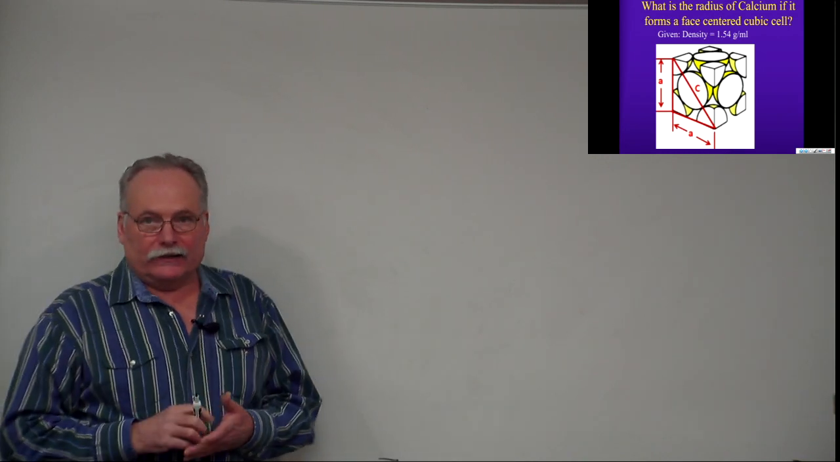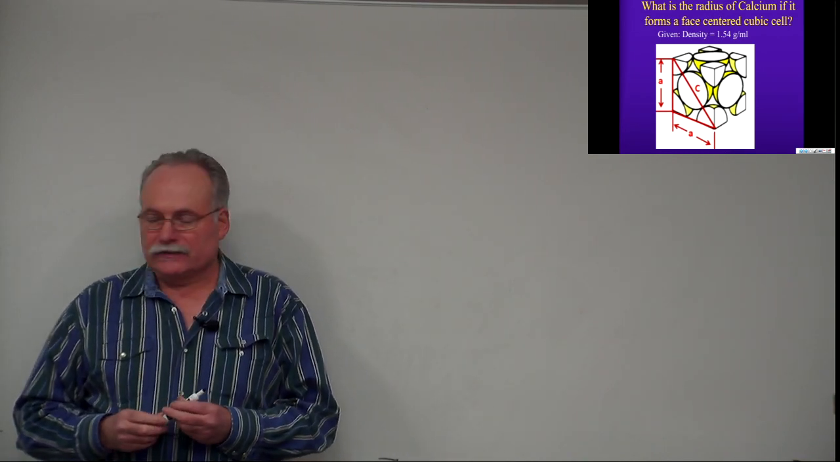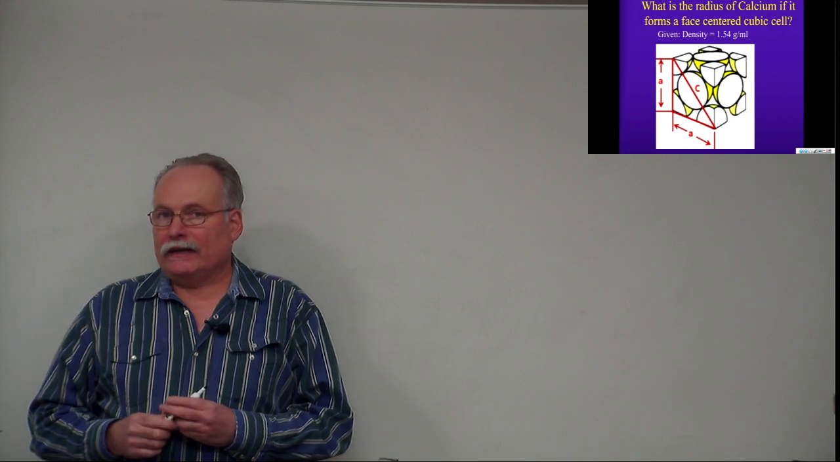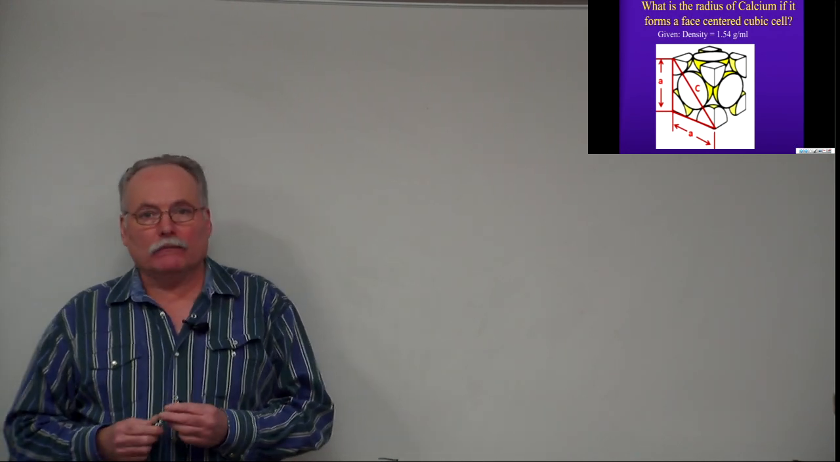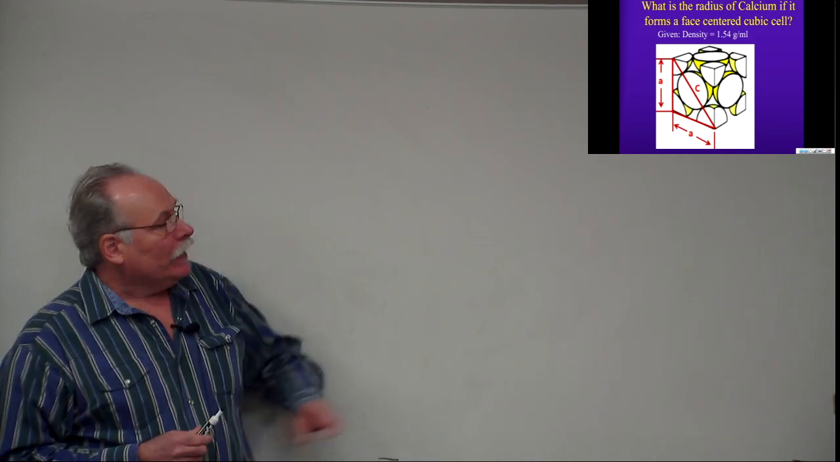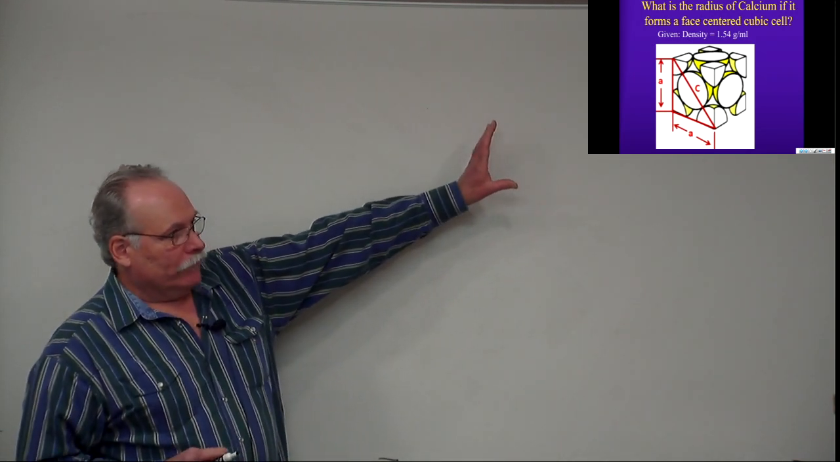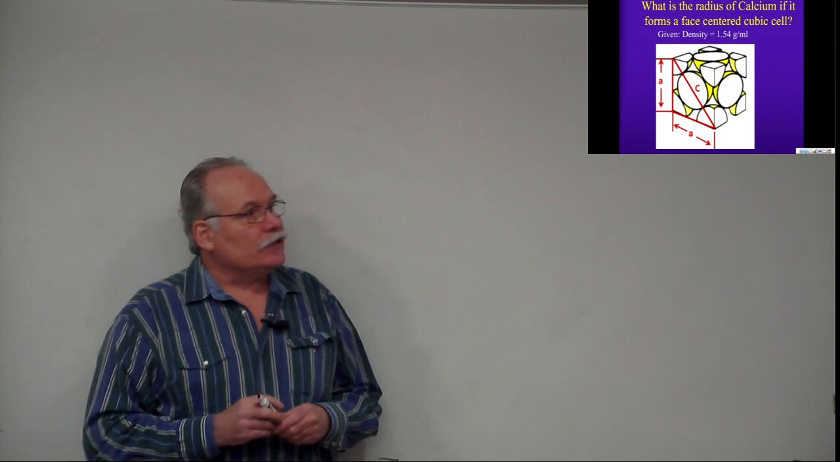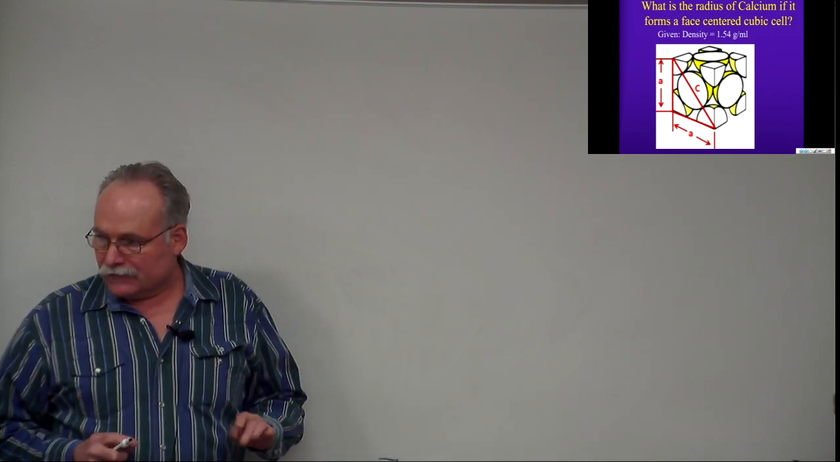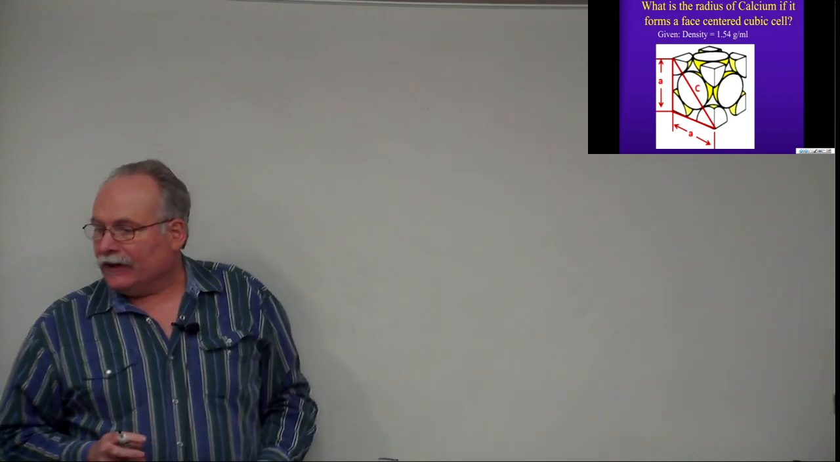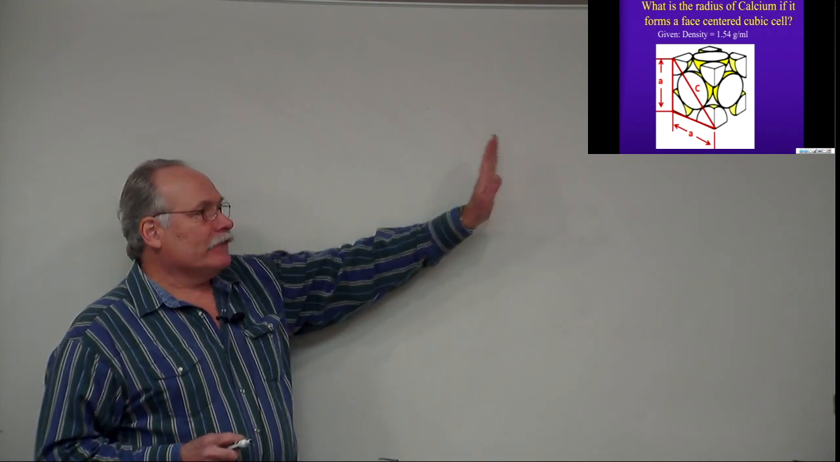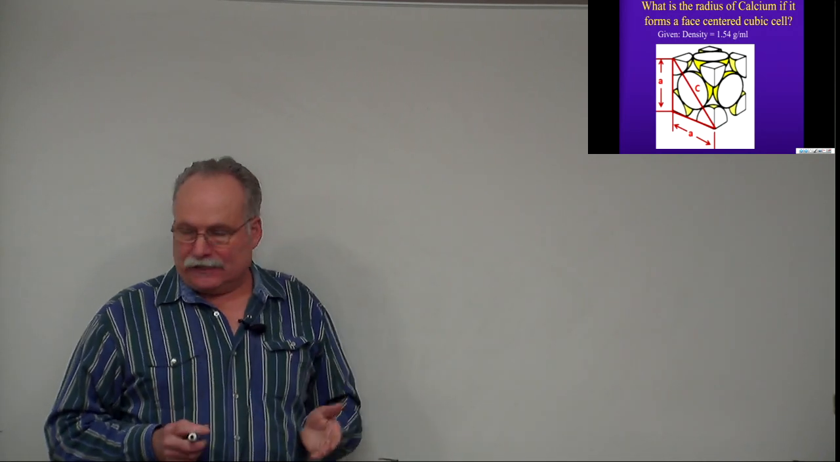In this problem, we're going to calculate the radius of a calcium atom, knowing that it forms a face-centered cubic cell and that it has a density of 1.54 grams per mL. As we can see in the overlay up here, each unit cell has 4 atoms. There's 1/8 of an atom in each of the 8 corners, and then there's a half of an atom in each of the 6 faces.